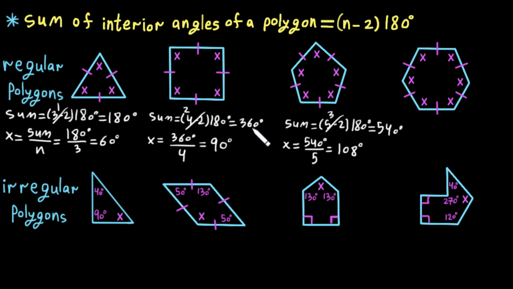Exactly the same as we did here. Here we have a hexagon polygon. This hexagon has 6 angles and 6 sides. So we have to substitute here n with 6.